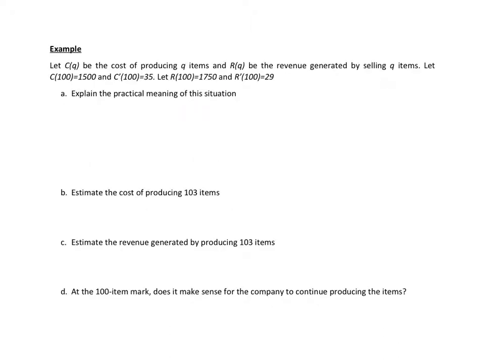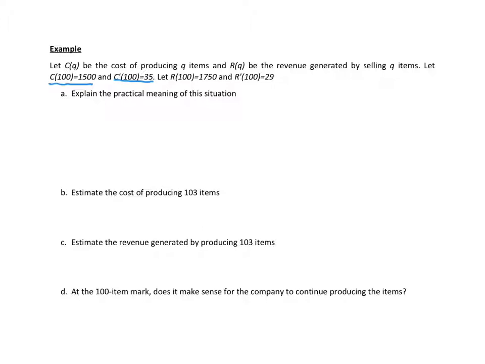So we've considered what's happening graphically. Now we're going to look at some words and what these things mean in function notation. So let C of Q be the cost of producing Q items, and R of Q be the revenue generated by selling Q items. Let C of 100 equal 1500, and C prime of 100 equal 35. Let R of 100 equal 1750, and R prime of 100 equal 29. So we want to explain the practical meaning of this situation. So let's first consider what these two things are telling us.